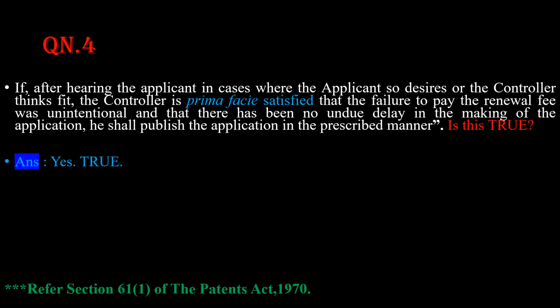Question number 4. If after hearing the applicant in cases where the applicant so desires or the controller thinks fit, the controller is prima facie satisfied that the failure to pay the renewal fee was unintentional and that there has been no undue delay in the making of the application, he shall publish the application in the prescribed manner. Now, is this statement true? Yes, absolutely true. So, for this, please refer section 61, subsection 1 of the Patents Act 1970.